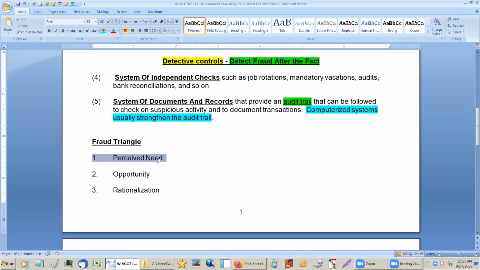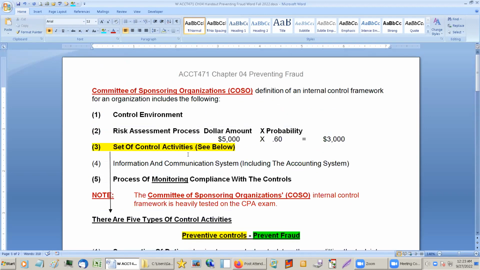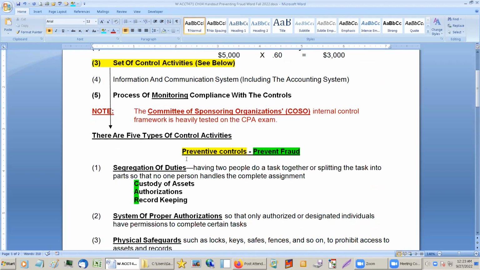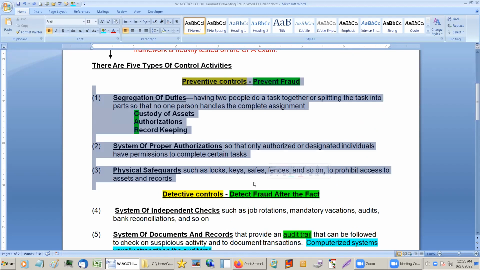The fraud triangle, we've already talked about this one, but it's popping up again and again. There has to be some kind of a need. Opportunity, this is what we're trying to address here. Take away some of the opportunity, this prevention, take away the opportunity.